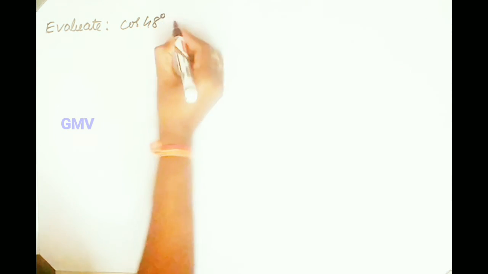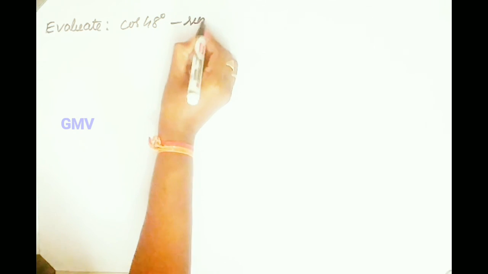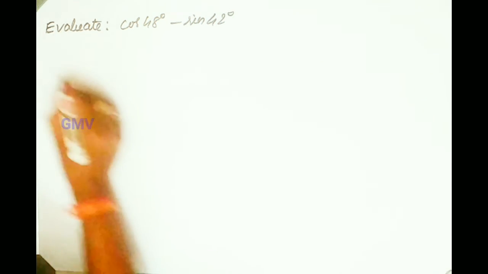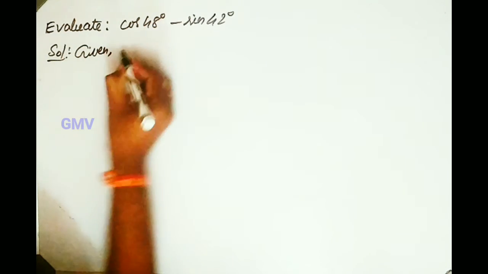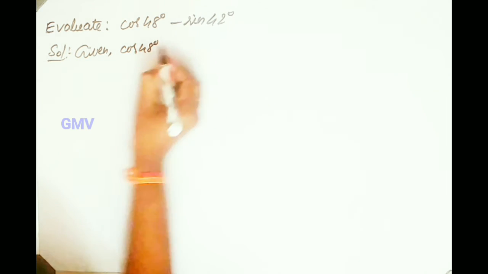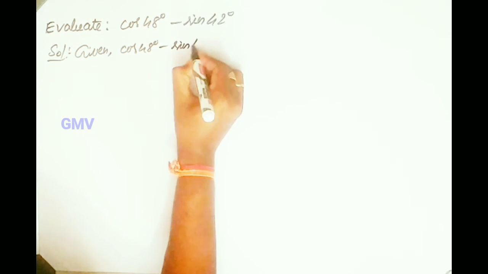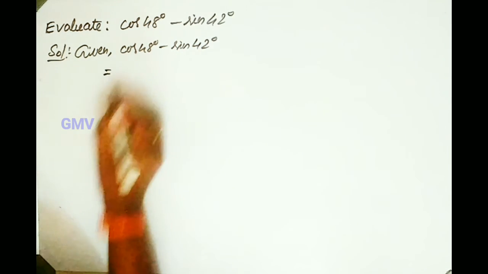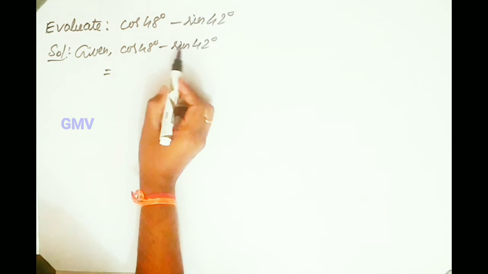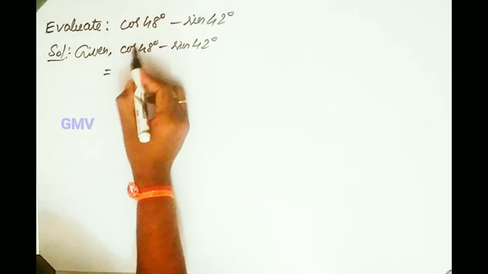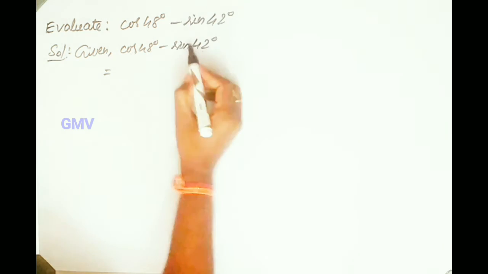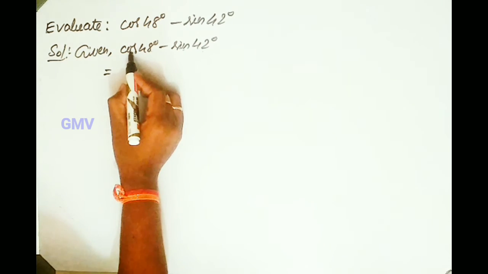Evaluate cos 48 degree minus sin 42 degree. The solution, take the given as it is. Given is cos 48 degree minus sin 42 degree. Here also cos is present and sin is present, so these two are complementary, and also the angles are complementary because their sum is 90 degree. I will convert cos into sin. You may convert sin into cos also. I will convert cos into sin.